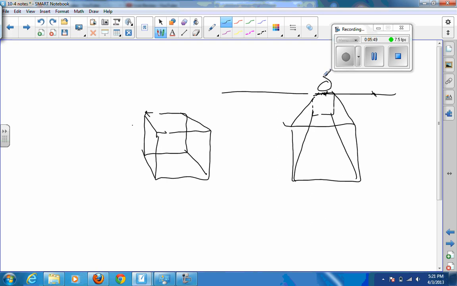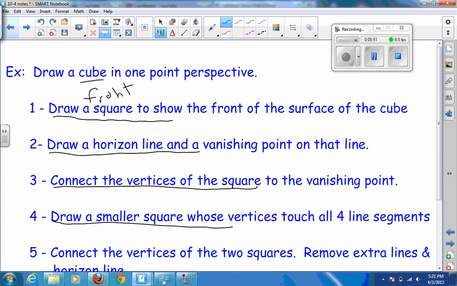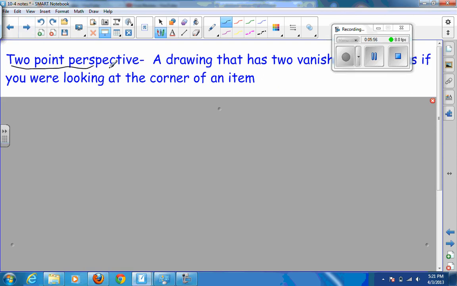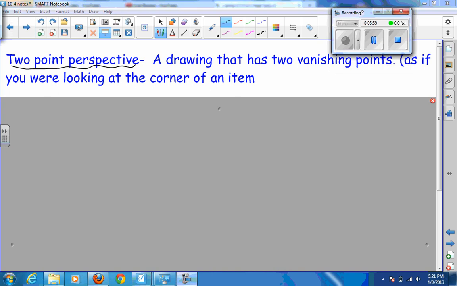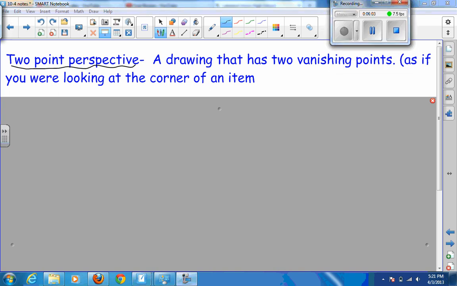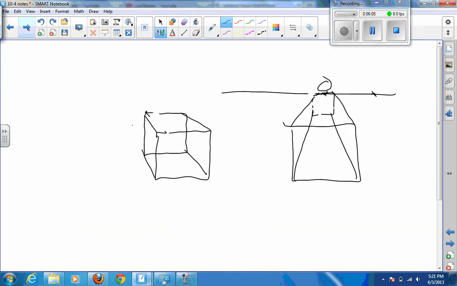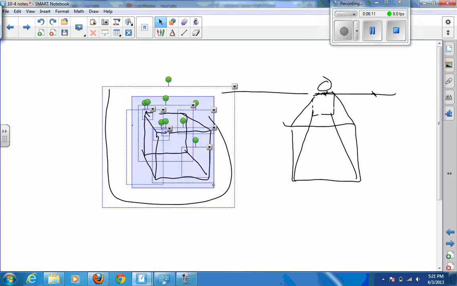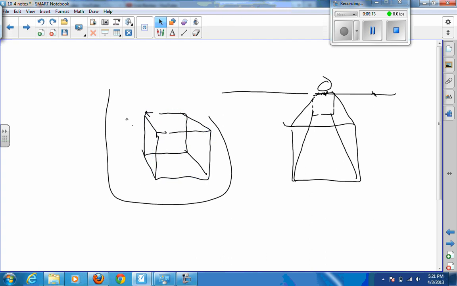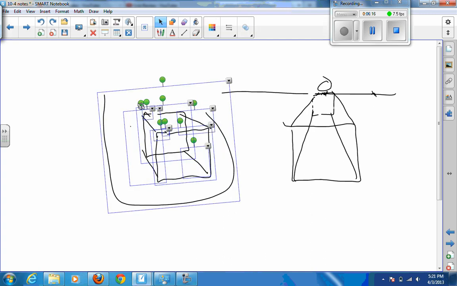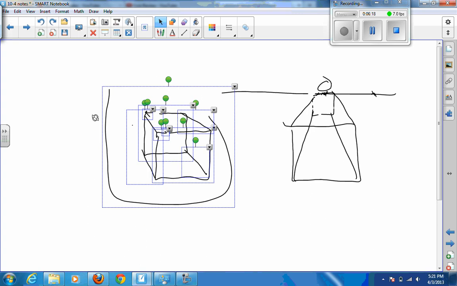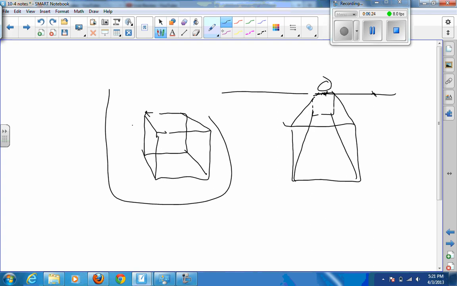Okay? All right, going back to the beginning here. Let's go to the next slide. All right, next thing we're going to talk about is two-point perspective. It's a drawing that has two vanishing points, as if you were looking at it from the corner. Okay, so if we look at this, imagine that I took this entire thing, and I don't know if this is going to work, but I rotate all of this stuff. That doesn't work, but you get the idea. I want to spin it on its axis, so now I'm looking at it from possibly this corner instead.